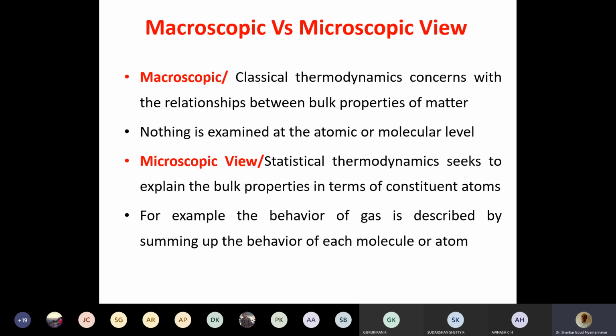There are two different approaches for thermodynamics. One is known as microscopic or classical thermodynamics. Okay, classical thermodynamics is concerned with the relationship between bulk properties of matter. Okay, what are the bulk properties? Pressure, temperature, right? Volume. These are all the bulk properties which you can measure, right? Nothing is examined at an atomic or molecular level.